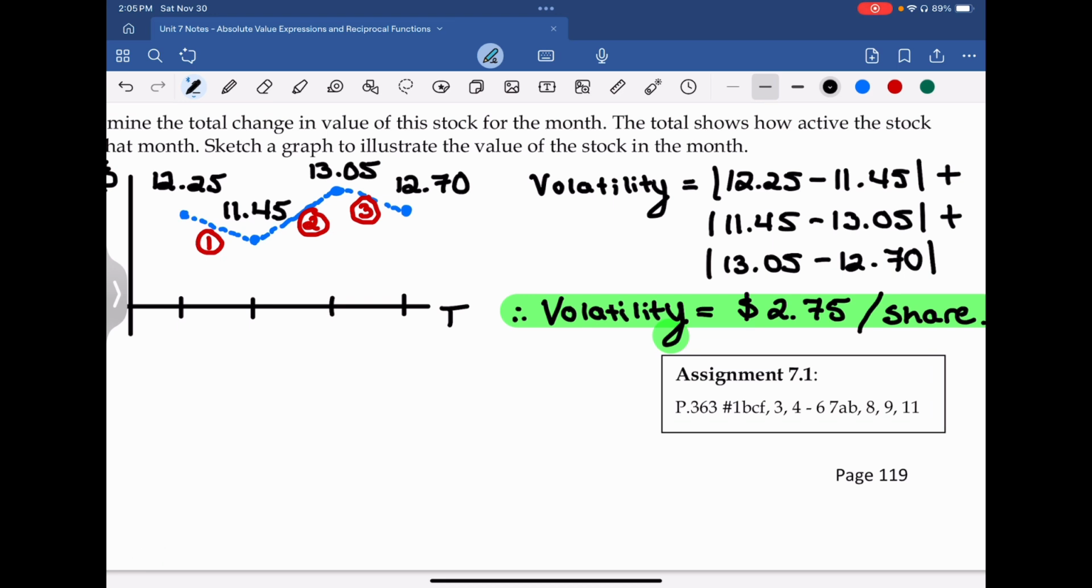So if they ever asked you, hey, did they make or lose money? Well, the original was $12.25. The new value was $12.70. Yes, they did make up a bit of that margin, but that's not what they asked for. They said, what was this overall activity during the course of this month per share?